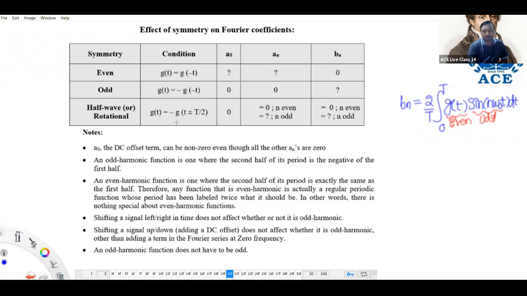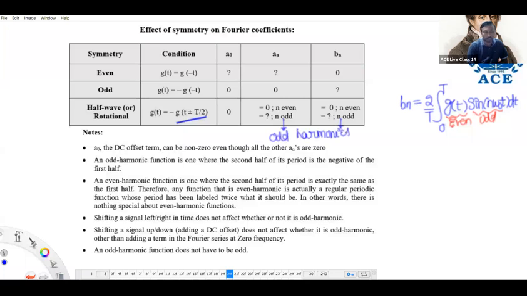In half wave or rotational symmetry, the symmetry of that signal is decided by half period. That is the reason it is called half wave or rotational symmetry. A naught, of course, is 0. A n and B n both contain odd n, meaning odd harmonics only.